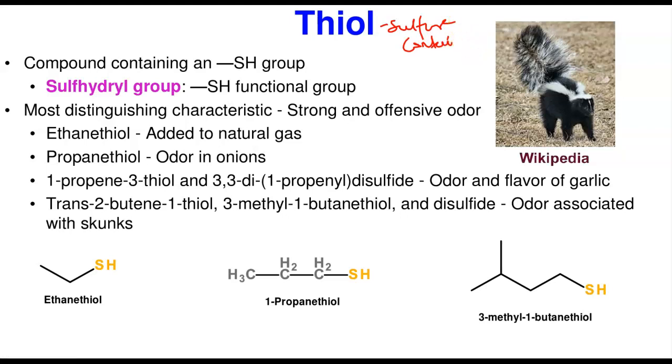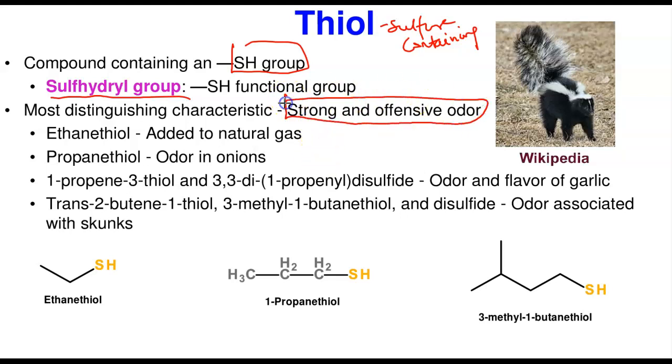Sulfur containing, and if you can see, I brought back my skunk picture. We are now going to be talking about that here. The compounds that contain the SH group, which is also called the sulfhydryl group or sulfhydryl functional group. Now, the most distinguishing characteristic of this group of compounds, the thiols, is that they have a strong and offensive odor, very offensive, very smelly.